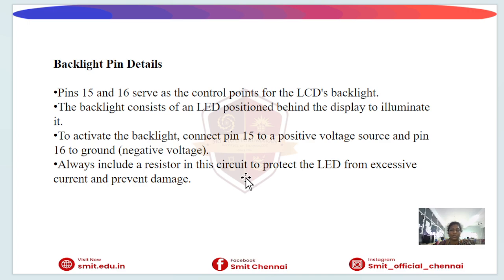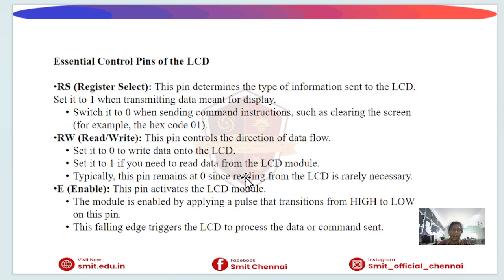The next essential control pin is RS. When RS is equal to 0, we give a command. When RS is equal to 1, we give data. When RW is equal to 0, we write, and when RW is equal to 1, we read. E going low to high to low is the pulse that executes the operation. RW is permanently connected to 0 because we usually only write to the LCD.